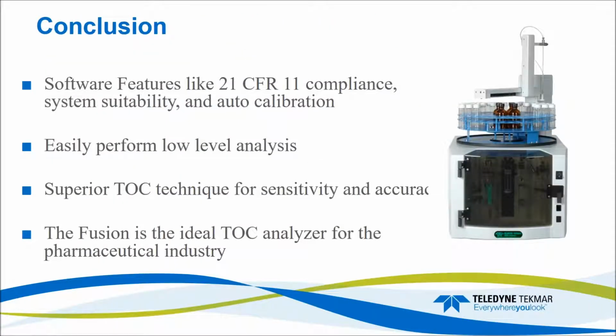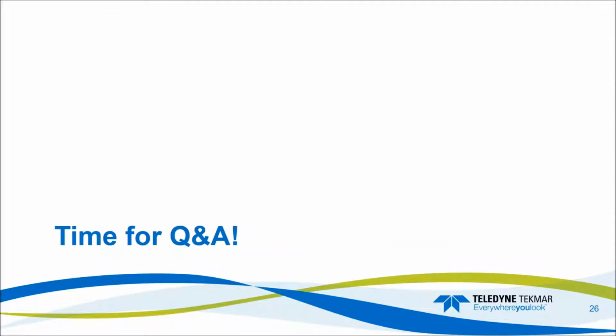All right, so in conclusion, the Fusion has great software features like 21 CFR 11 compliance, system suitability, and auto calibration. It easily performs low-level analysis needed for purified water and water for injection. And it's the superior TOC technique for sensitivity and accuracy. We showed you, again, how easily it can do parts per billion analysis. And then on the accuracy side, how robust it is to interferences versus other techniques. So in conclusion, the Fusion is the ideal TOC analyzer for the pharmaceutical industry. So with that said, it's time for questions.